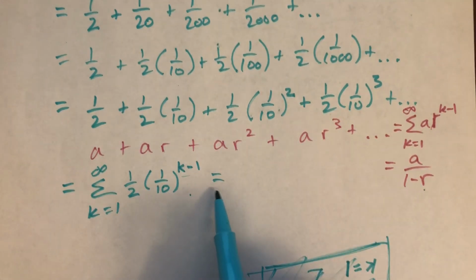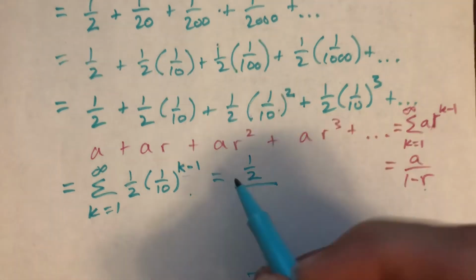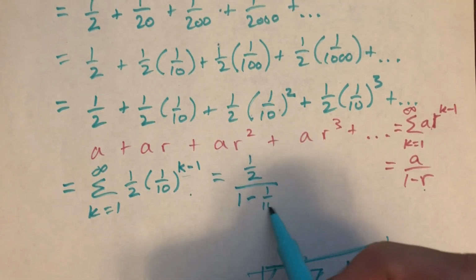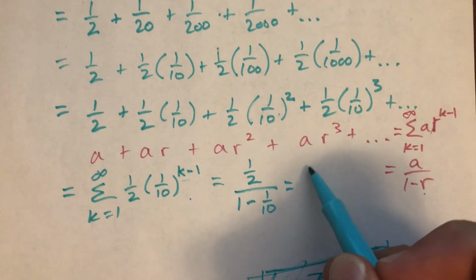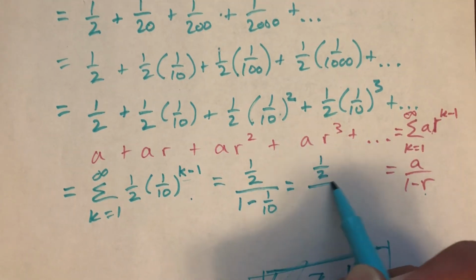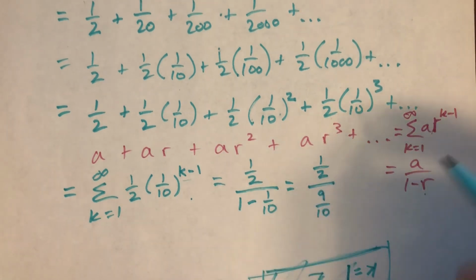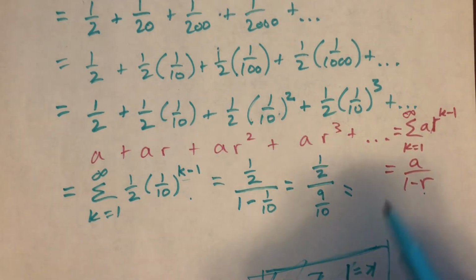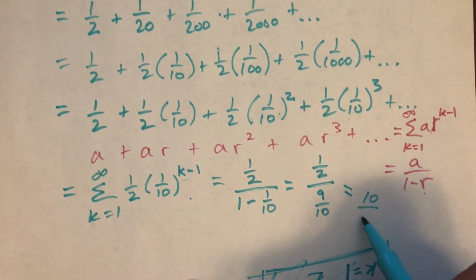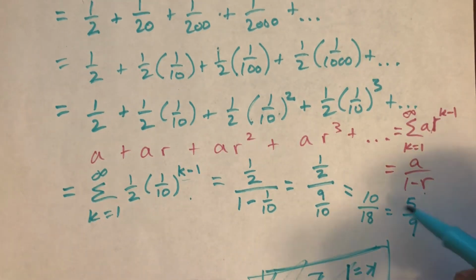Okay, so a is 1/2. For 1 minus r, we've got 1 minus 1/10. Now we just have to simplify this complex fraction, which isn't such a big deal. We've got 1/2 over 1 minus 1/10, which is 9/10. So further simplifying, we have 1/2 divided by 9/10. That's 10 over 18, which simplifies to 5 over 9.